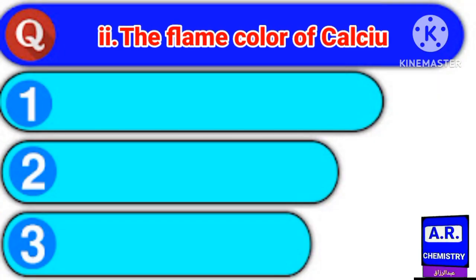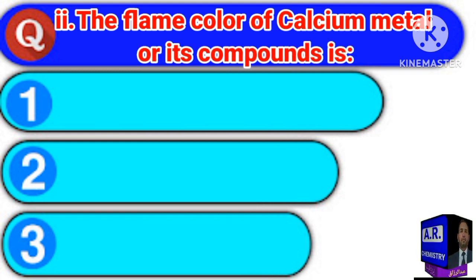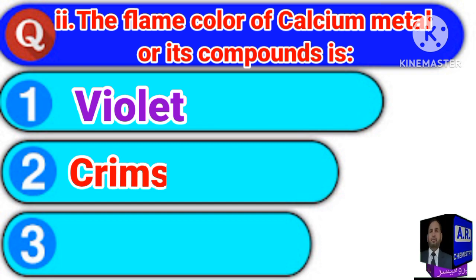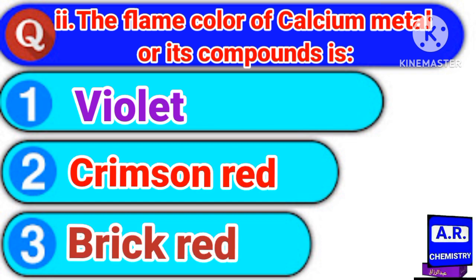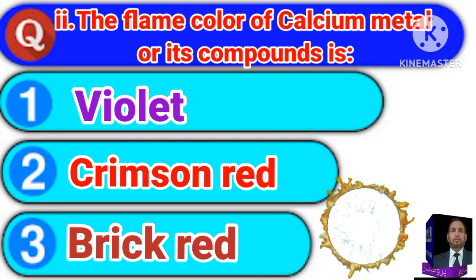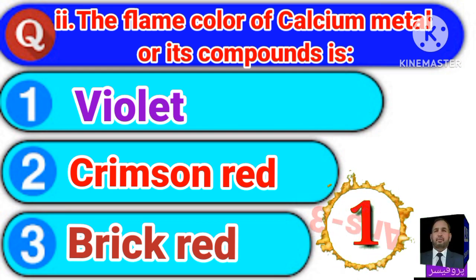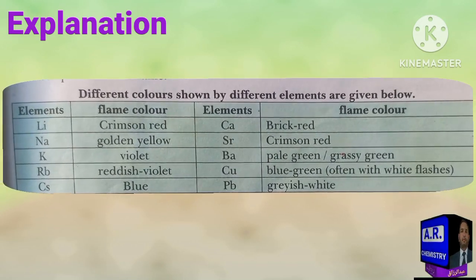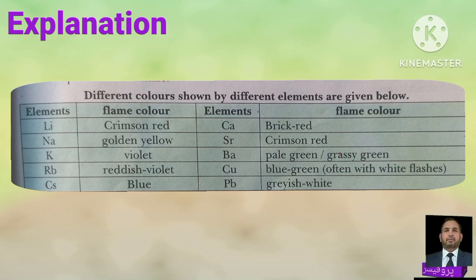Question number 2. The flame color of calcium metal or its compounds is number 1, violet, number 2, crimson red, and number 3, brick red. Please pick the correct one. Yes, it's option number 3, brick red. Excitation and de-excitation of electrons is responsible for different colors in the flame of alkali and alkaline earth metals. Colors are given in the table.